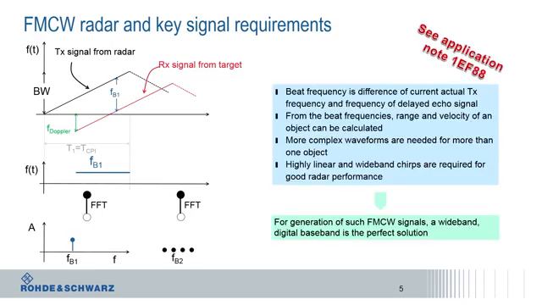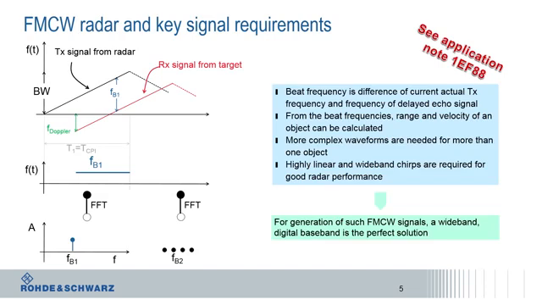The beat frequency, which is the difference between the current actual TX frequency and the received frequency of the echo, can be used in order to derive the range and the velocity of the object. More complex waveforms are needed for more than one object. Highly linear wideband chirps are required for good radar performance. So for all these requirements, a wideband digital baseband is the perfect solution in order to generate the wideband FMCW signals. In order to get more information, you can also refer to a Rohde & Schwarz application note, which is highlighted at the top of this slide.